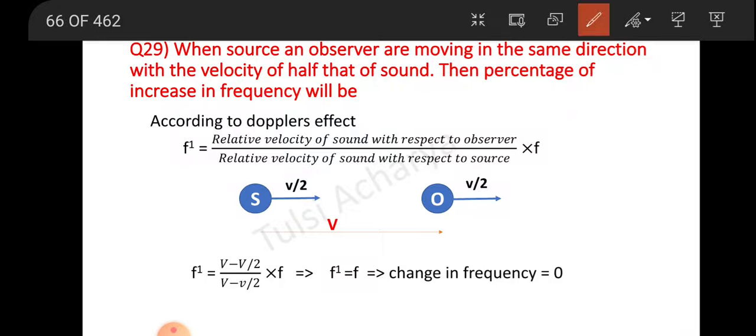And if we see the denominator, we need to see the relative velocity of this sound with respect to source. In this case also, both arrows are moving in the same direction, and the denominator will also be v minus v by 2, because these arrows are in the same direction, so we need to subtract this velocity from this velocity.